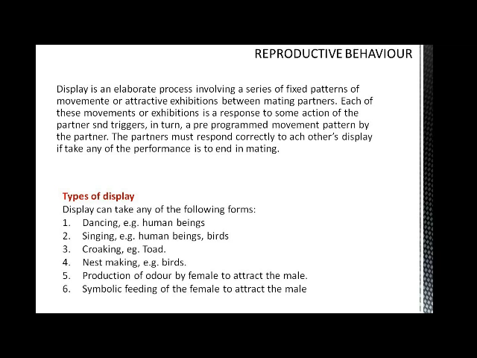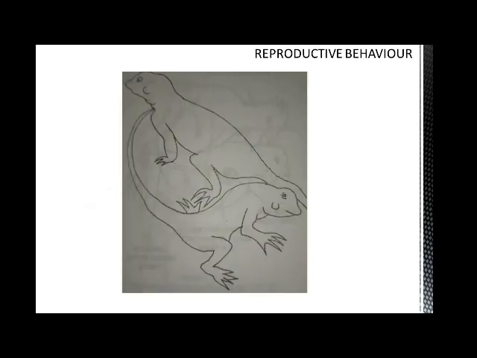The next one is nest making by birds. For instance, production of odor by female to attract the male. And lastly, the symbolic feeding of the female to attract the male. This is one of the displays, as an instance, that is being carried out by lizards, which is done by the male lizard, which is referred to as the agama lizard.